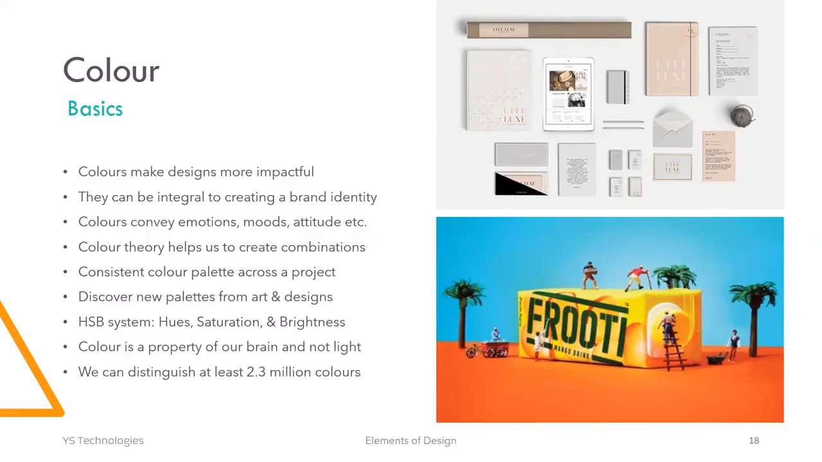Now, how do we effectively choose colors? How do we use them? Color theory helps us to create interesting combinations. We'll look into color theory soon, at least we'll take an overview. Color theory also helps us to choose color palettes that can be used across a project. This color palette can be crucial to creating a brand identity, or it can be supportive of an existing brand identity.